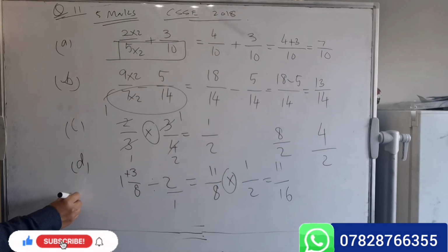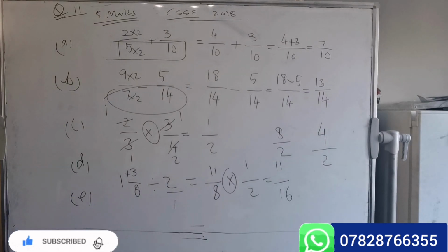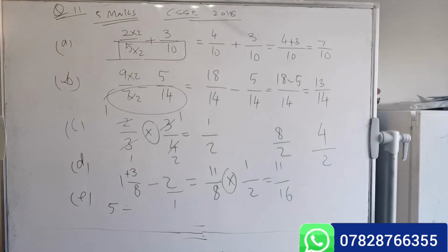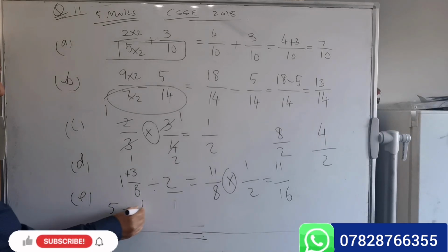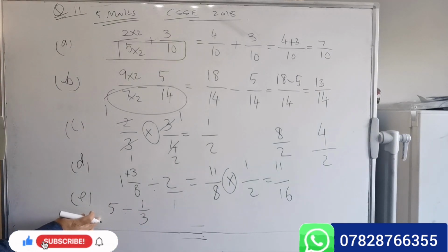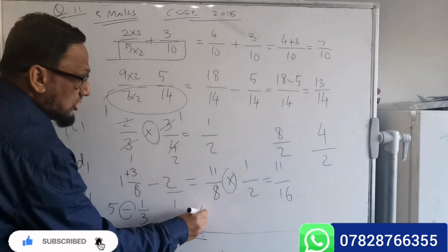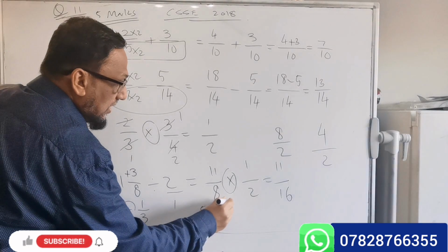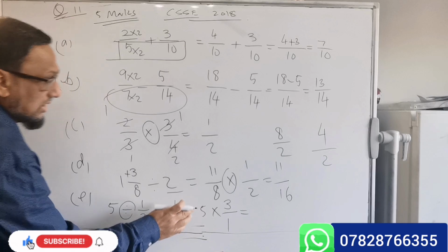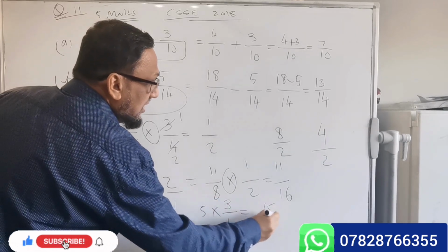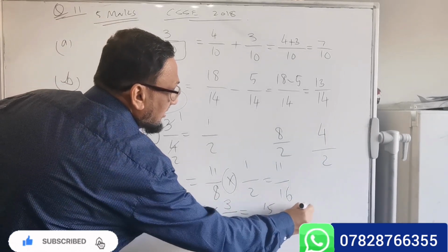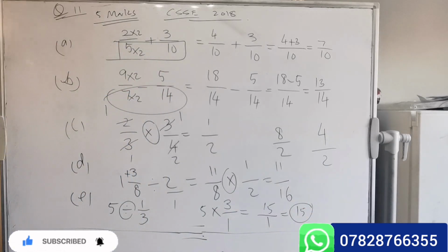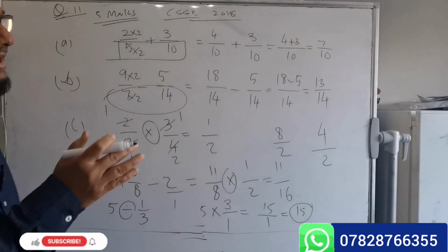Now look at part E. Part E says 5 divided by 1 over 3. Very easy. Exactly the same way: if there is a divide sign, you change it to times, and the fraction next to it is flipped, 3 over 1. So your answer is 5 times 3 is 15, 15 over 1. So the final answer is 15. So this is the question that came in 2018.